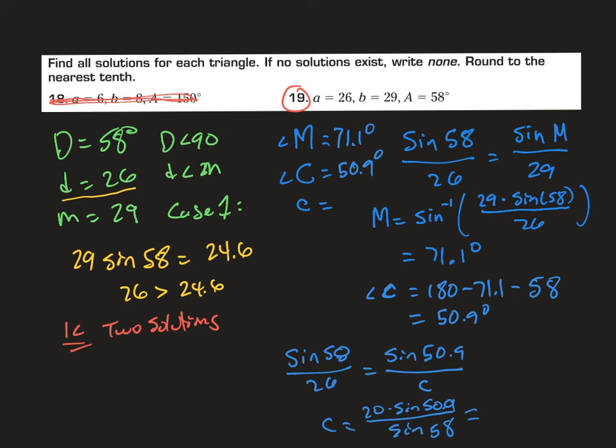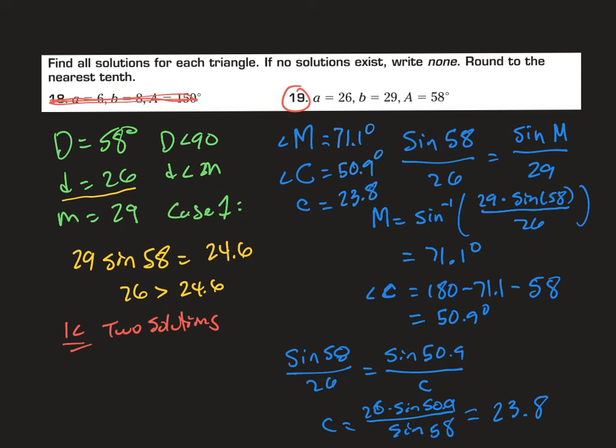As I was typing this out, I realized I had a little typo here. This is 26 times sine of 50.9 divided by sine of 58. So let me retype this in and see what I get. And after I type that in, I come up with about 23.8 for the measurement of that side. And that is the last of the measurements.